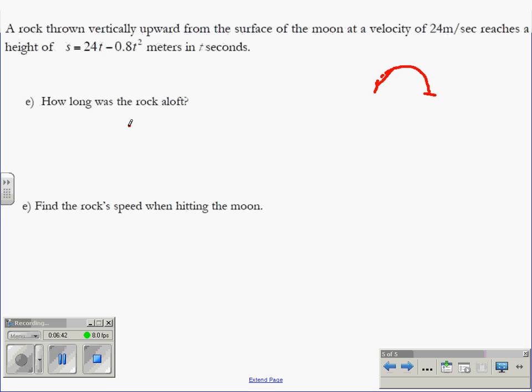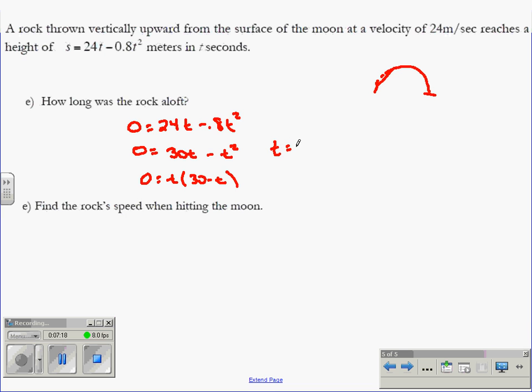So I'm going to set the height equal to 0. The height formula, remember, is the one that's given to you up top. So if I set that height equal to 0, because the height of the ground is 0, and then I solve that, I'm going to divide everything by 0.8. 0 divided by 0.8 is 0. 24 divided by 0.8 is 30. 0.8 divided by 0.8, of course, is just 1. And then I factor out a t. And then I solve that.